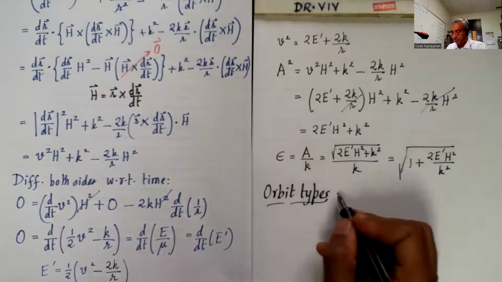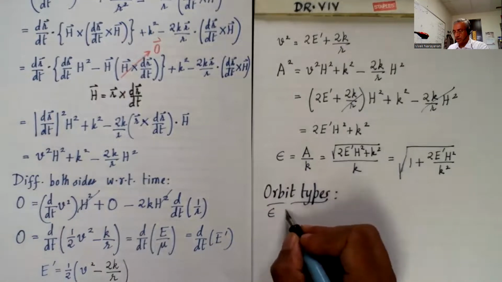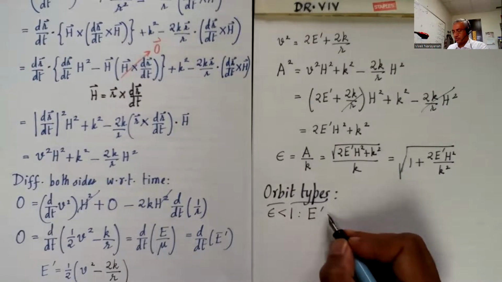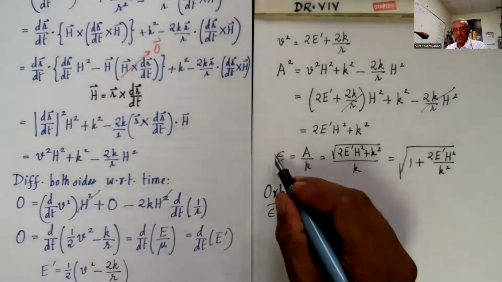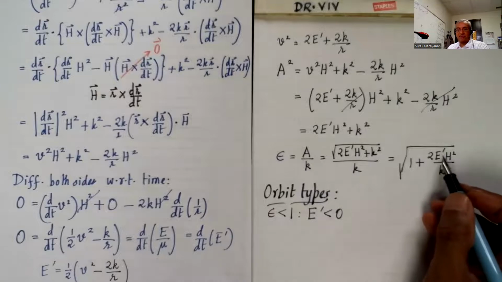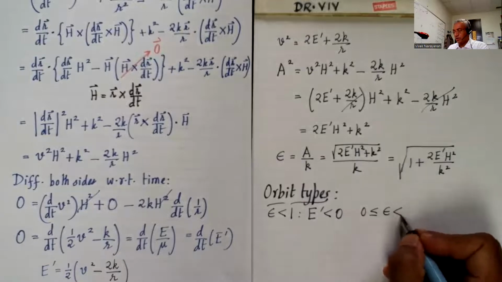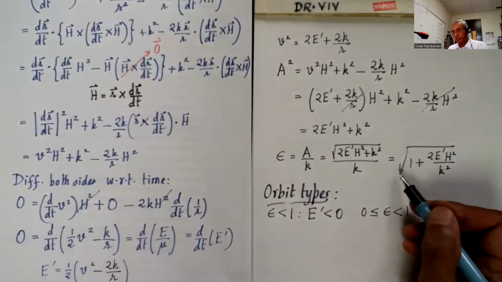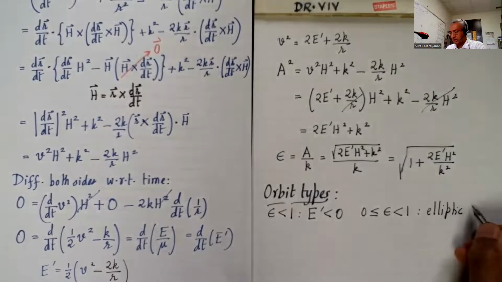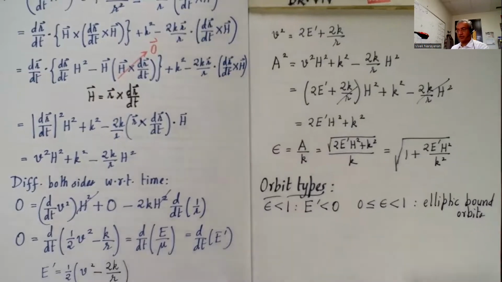Orbits are classified into types based on the value of epsilon. If epsilon is less than 1, then the energy E prime must be less than 0. Why is that? Because epsilon is 1 plus stuff. The only way that epsilon can be less than 1 is if E prime is less than 0. Well, if that is the case, you can show that epsilon lies between 0 and 1, because epsilon must always be positive and less than 1, and you have an elliptical bound orbit. So these are the orbits that we're familiar with, stars and satellites and so forth.